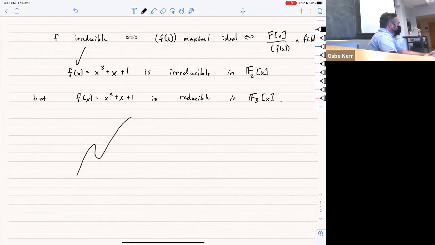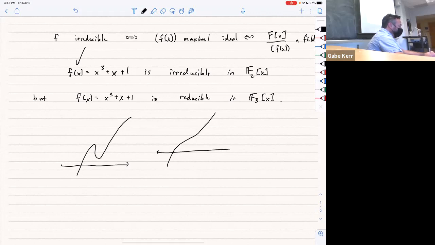So this looks like that, something like that, right? Or it could look like that. But one thing you know from calculus is that it goes through the x-axis. It has a root. Odd degree polynomials have a root. So with that as our inspiration, of course we're now over a finite field, we can ask about the irreducibility of this thing.